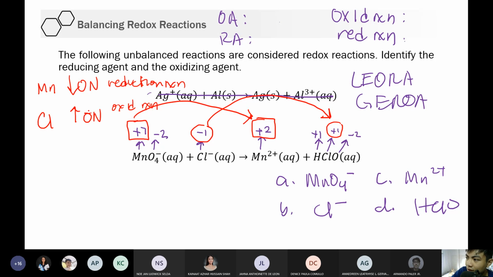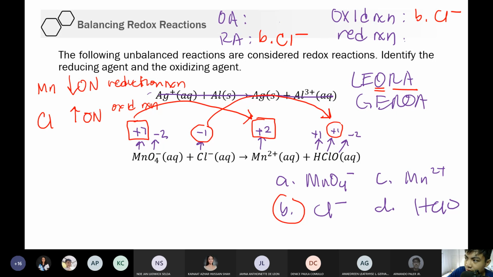So, Cl underwent oxidation reaction. So, ang sagot natin dyan, of the choices, B yan, okay? So, ang sagot natin, oxidation reaction, this is B, Cl minus. And, of course, kung sino nag-undergo ng oxidation reaction, siya yung reducing agent. So, our answer here should also be letter B, okay? Cl minus. So, good.